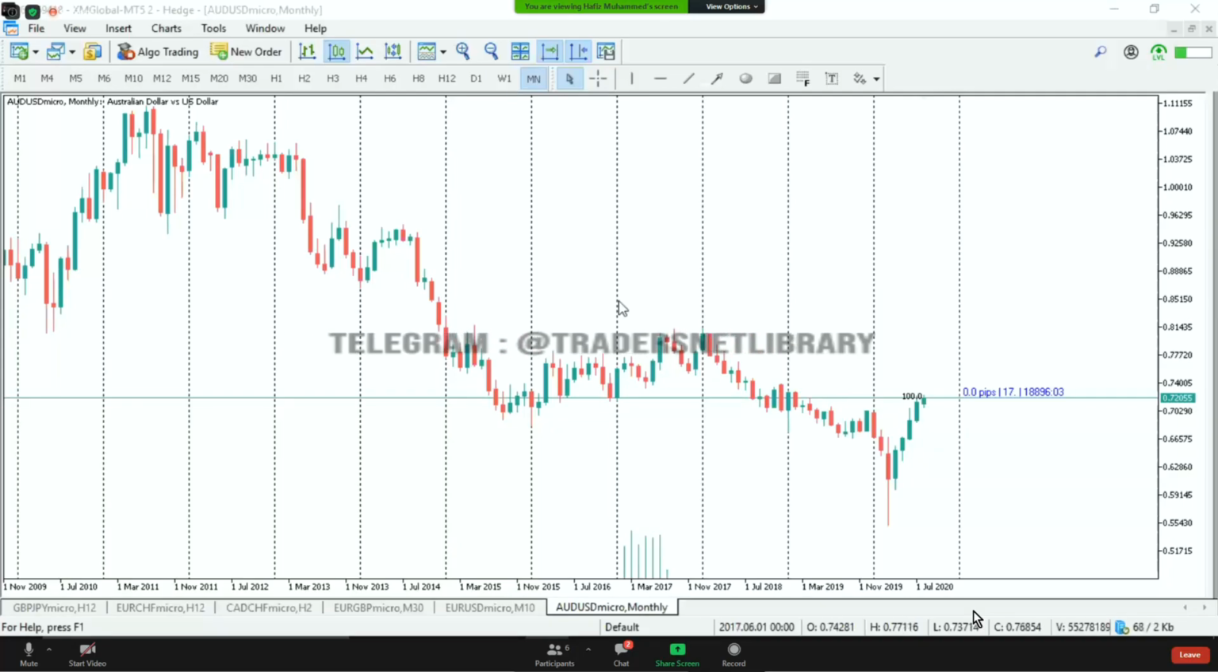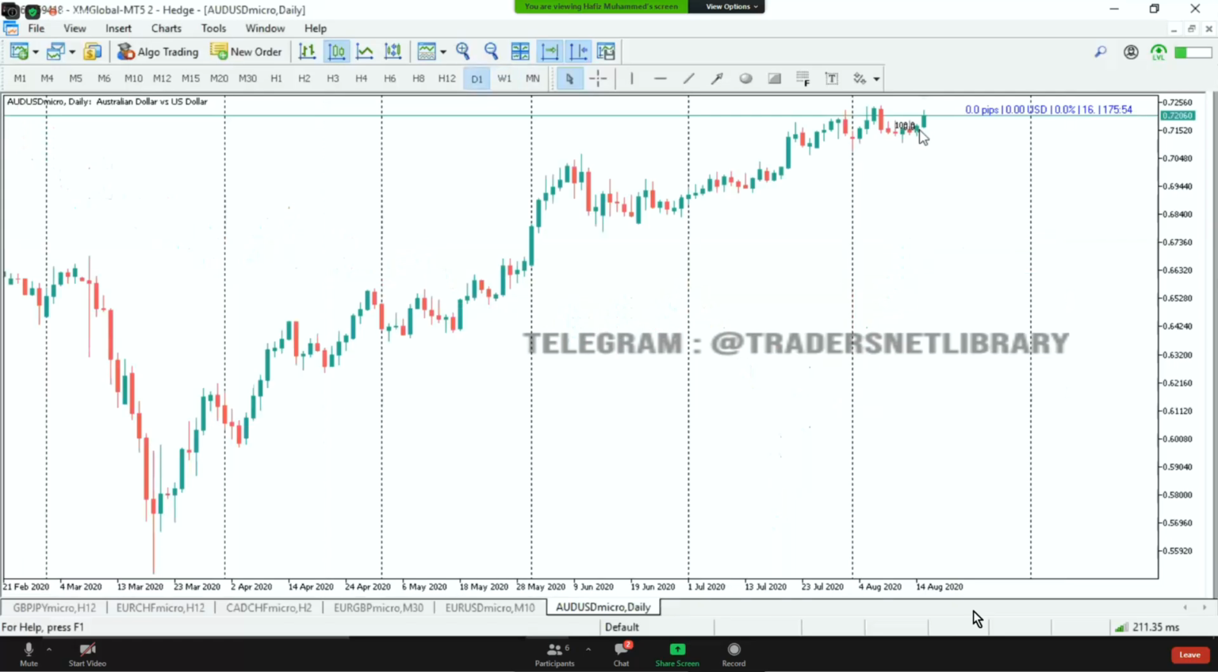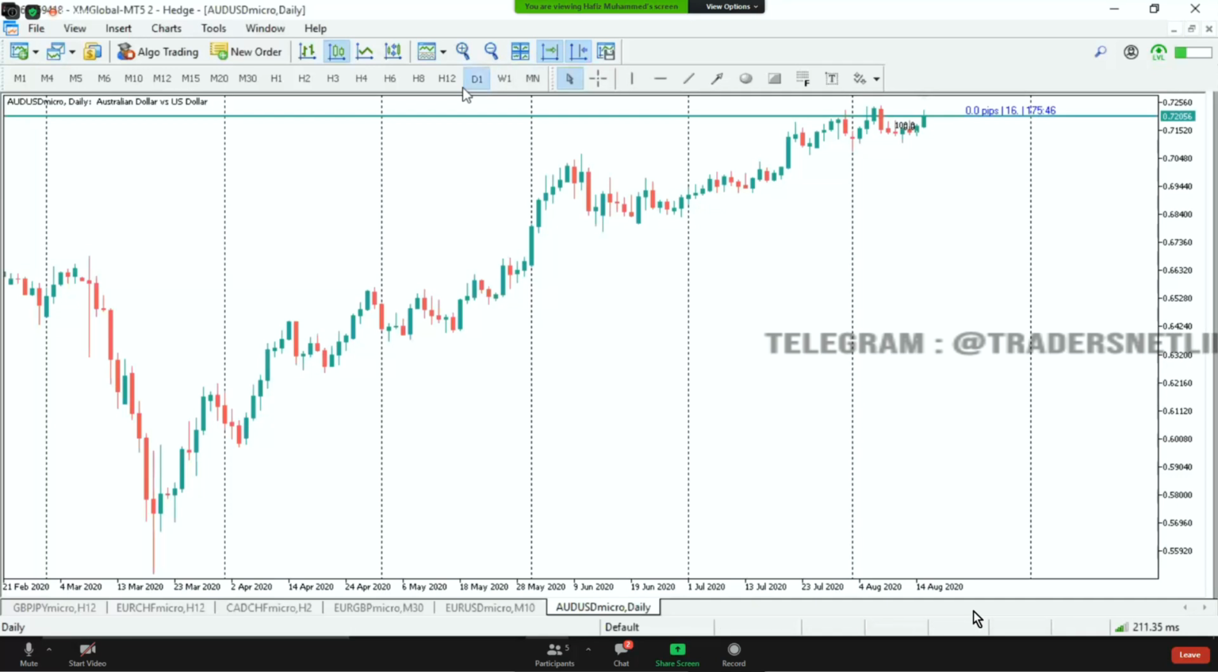Thereafter you go to the weekly time frame. You have to confirm that it's the same thing that is on the weekly. Thereafter you have to go to the daily. It's the very same thing that is on the daily. So those are the time frames that you'll be looking at as an intraday trader. Thereafter, we shall be going to the H2 time frame. This is the H2 time frame.